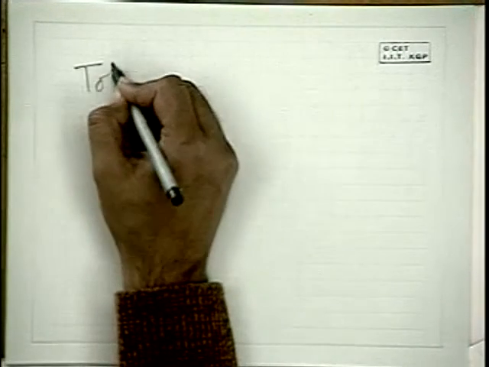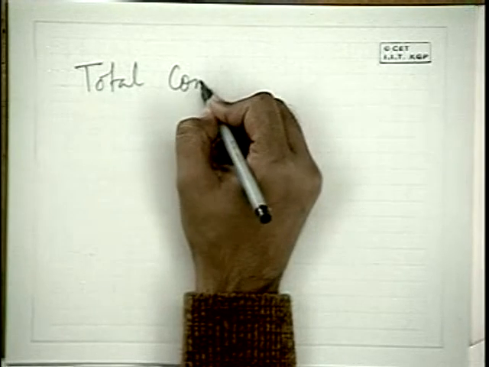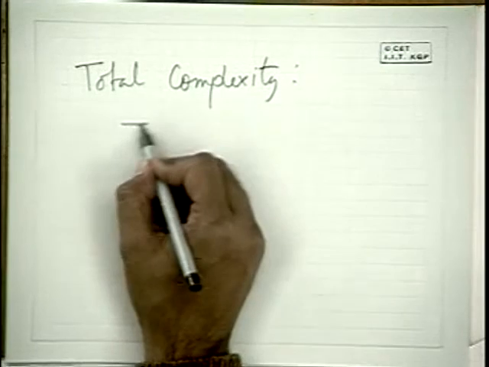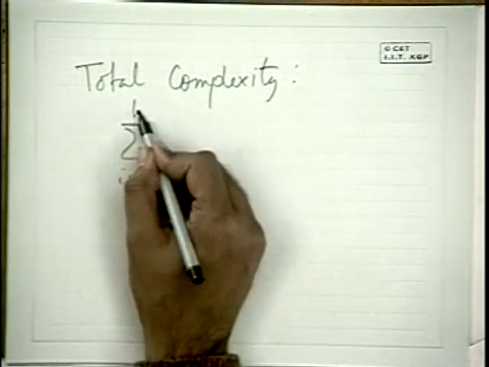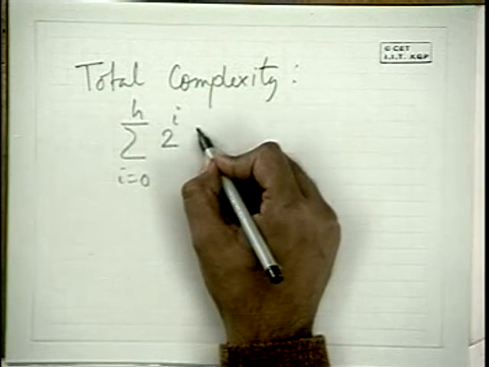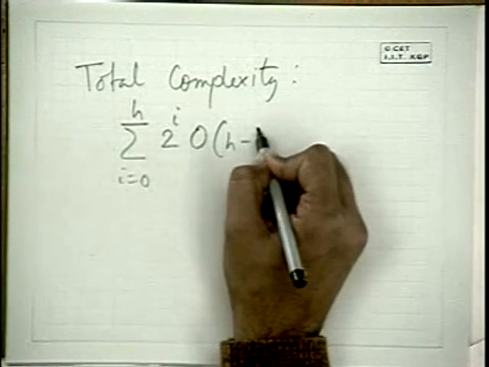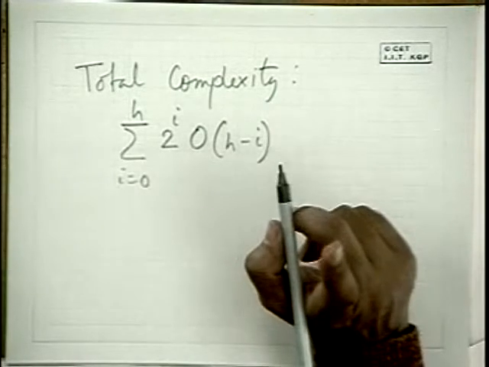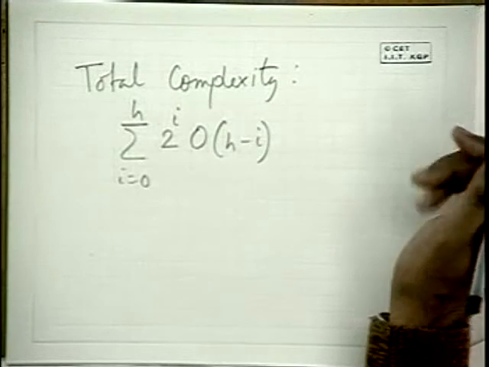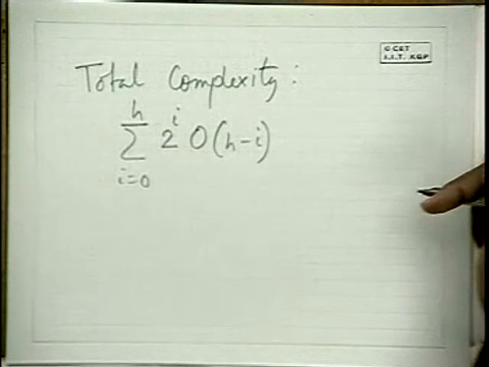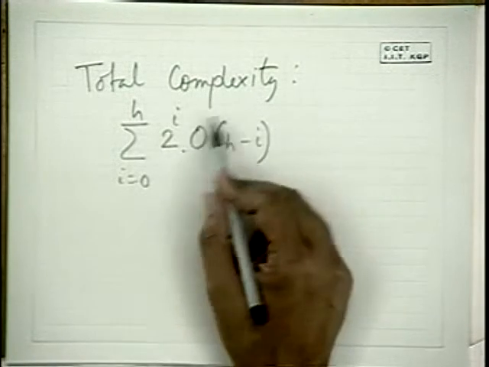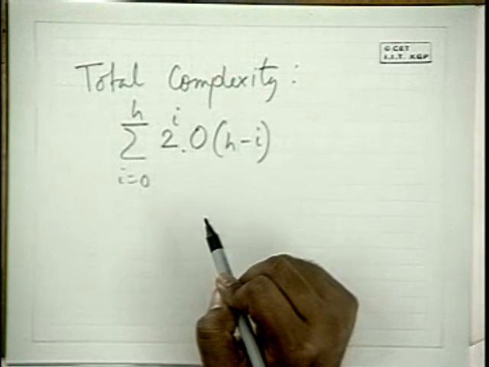Total complexity is sigma i goes from 0 to h of 2 to the power i times order of h minus i. I'm putting order of h minus i instead of exactly h minus i, because you remember the down heap was order of h, I cannot put the complexity as exactly h. So 2 to the power i nodes, each one has gone through order of h minus i.